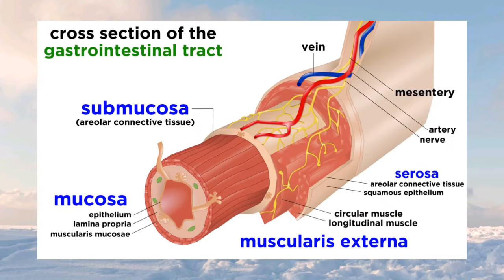And lastly, we continue to find the serosa. This is areolar connective tissue covered with a single layer of squamous epithelial cells that form a mesothelium. We should also note the intrinsic nerve plexuses, which are the submucosal nerve plexus in the submucosa and the myenteric nerve plexus in the muscularis externa. These allow for communication all along the GI tract and regulate digestive system activity.